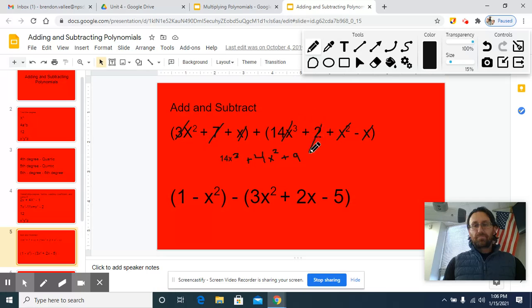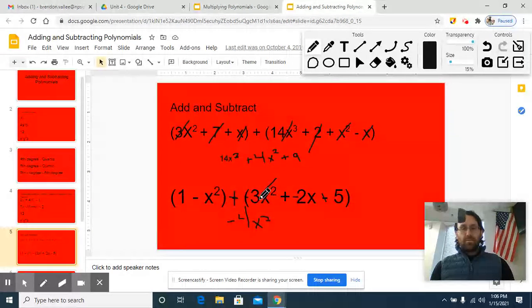That's it. Now, if we're subtracting, I highly recommend change it to plus and change all the signs behind it. So that becomes negative, that becomes negative, that becomes positive. So let's see, we got negative 1x squared plus negative 3x squared is negative 4x squared. Negative 2x, and there's no x on that side, so that's just negative 2x. And then 1 plus 5 is 6.